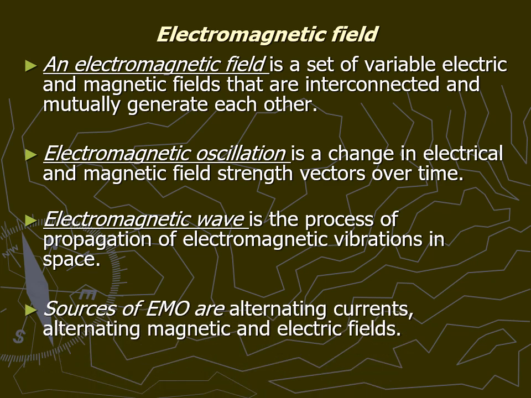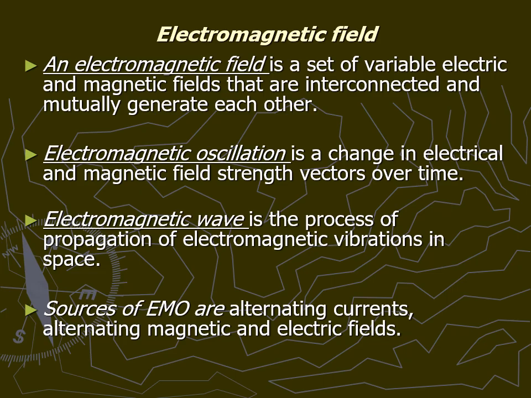So, what is an electromagnetic field? Let's formulate it. This is a set of variable electric and magnetic fields interconnected and mutually generating each other. That is, an alternating electric field leads to the appearance of an alternating magnetic field. An alternating magnetic field leads to an alternating electric field, and vice versa.